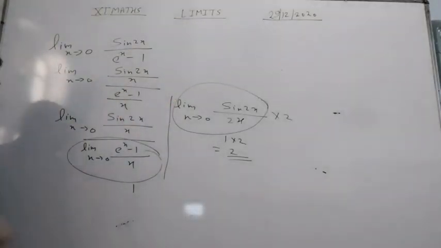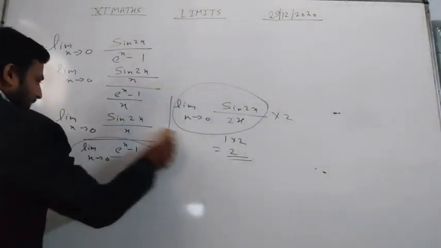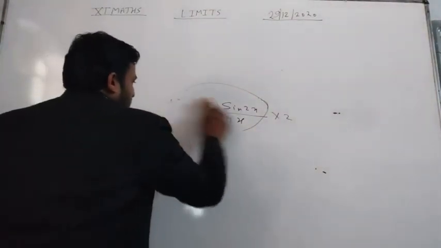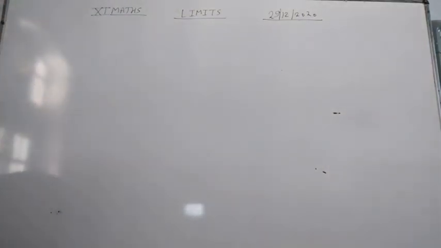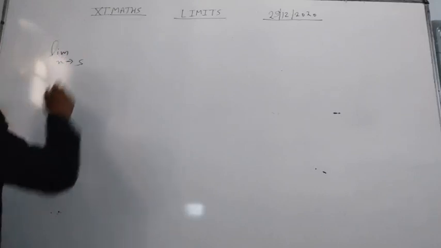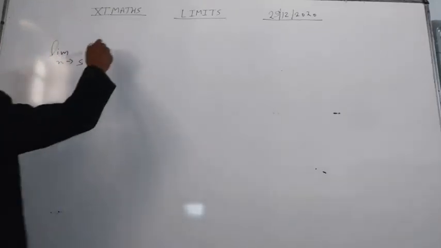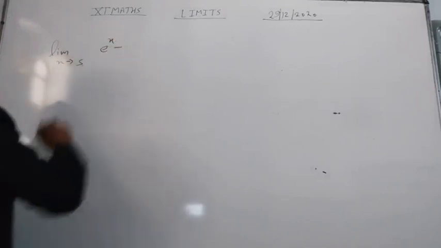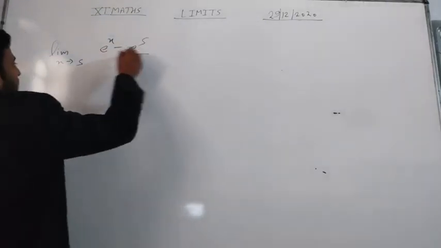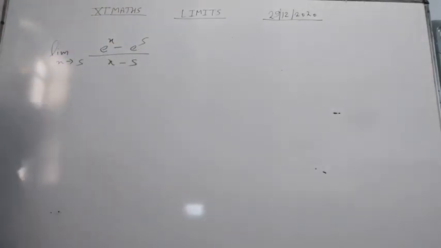Now take another question, student. Let's see. Our next question is limit x tends to 5 of (e to the power x minus e to the power 5) by x minus 5.